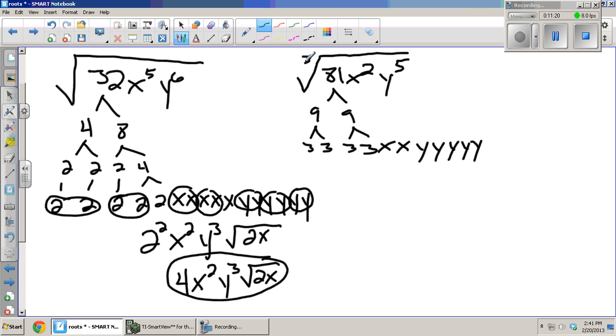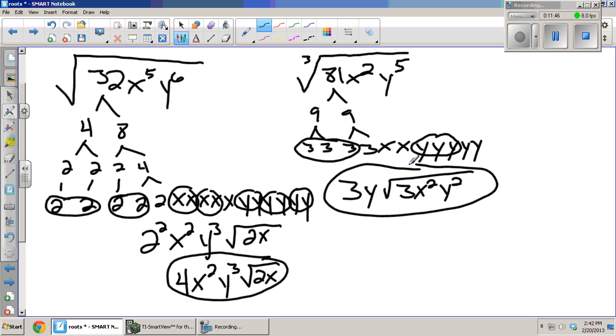Now I'm looking for groups of 3. There's 3. So I can pull out a 3. I do not have any 3 x's, but I do have 3 y's. So I can pull out a y. Now what do I have left inside? I have a 3. I have 2 x's. And I have 2 y's. And that's how you would break them down.